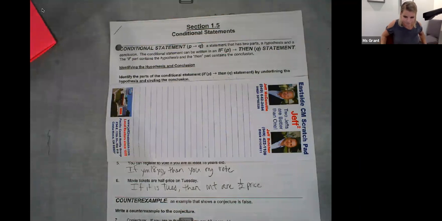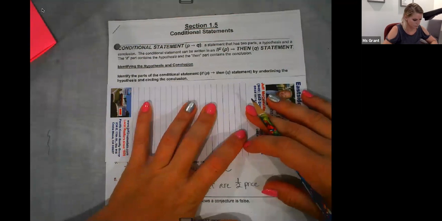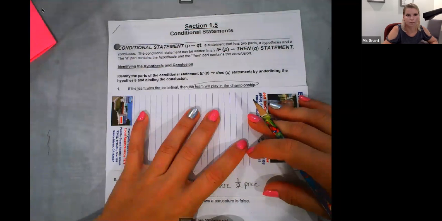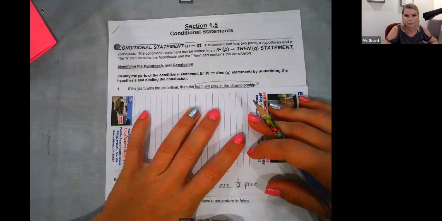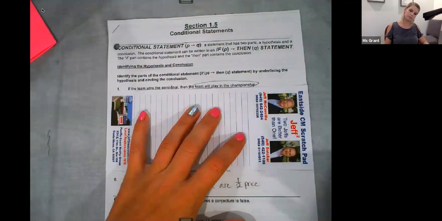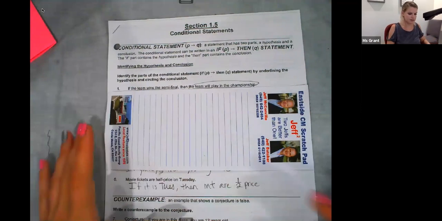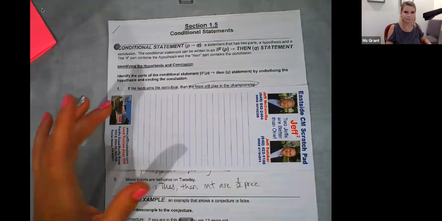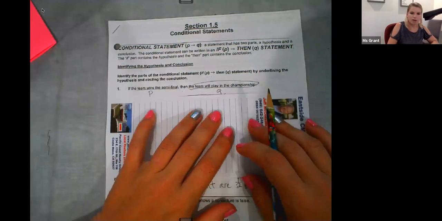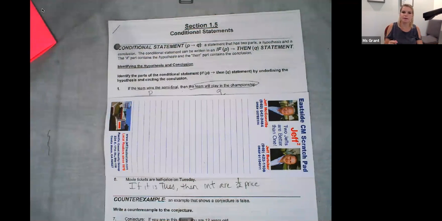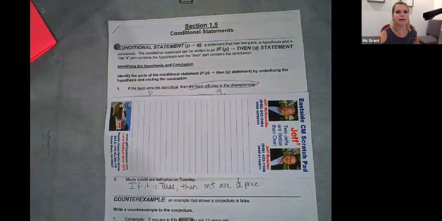Okay, Samantha. I underlined if the team wins the semifinal, and then I circled then the team will play in the championship. Good. Now, can you write P underneath team wins the semifinal? And can you write Q underneath will play in the championship? P, Q. That's how we label it in a conditional statement.